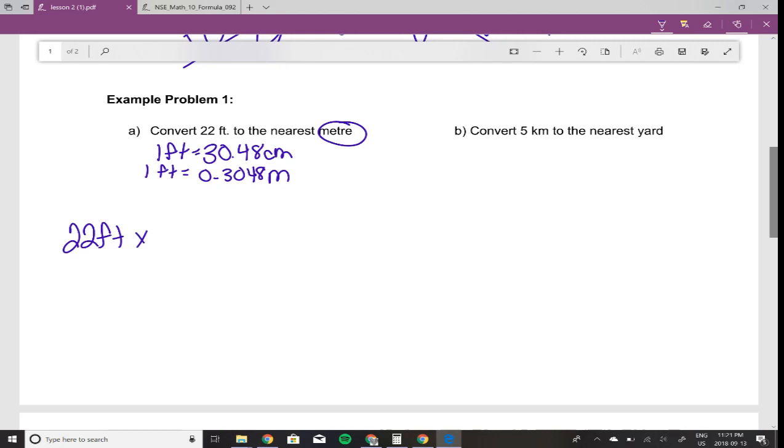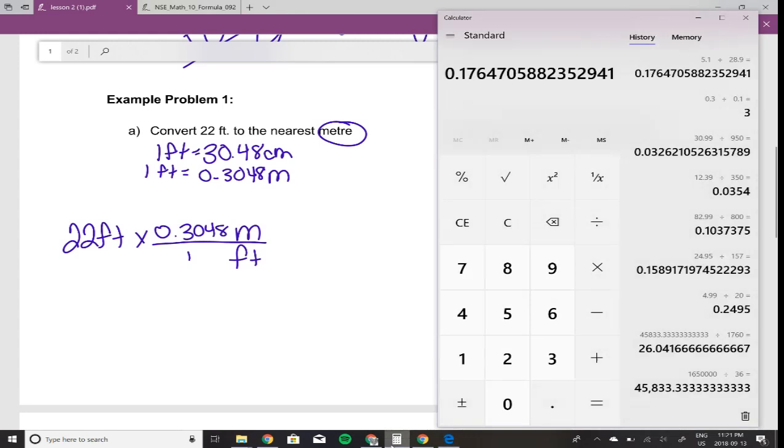We multiply by our conversion factor, which is going to be a fraction. We want to finish in meters. We want to get rid of feet. And we know that 1 foot is 0.3048 meters. So because the non-1 digit, the 0.3048, is in the numerator, we're going to multiply.